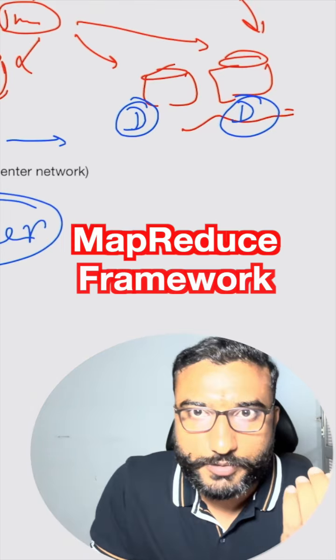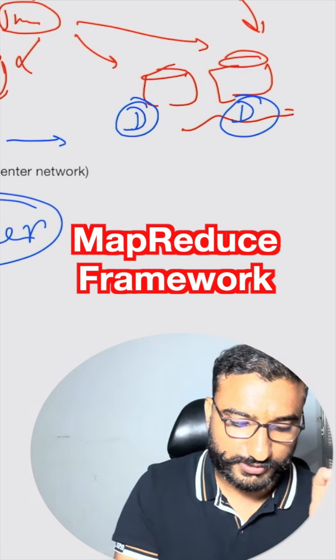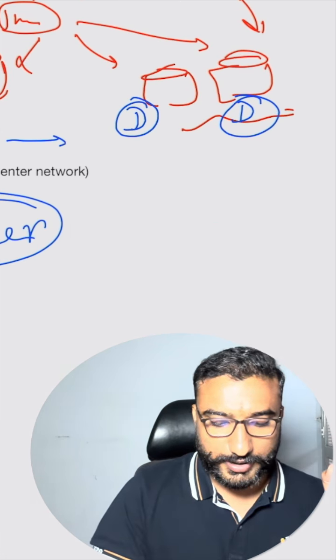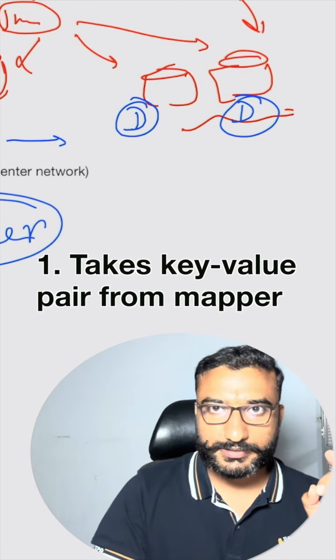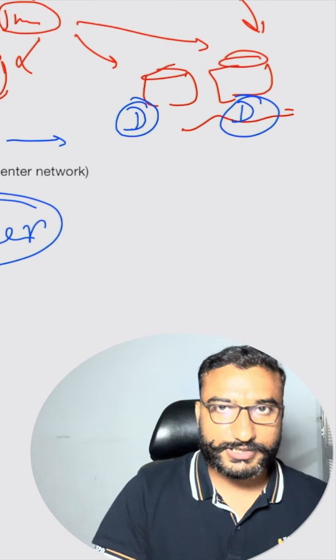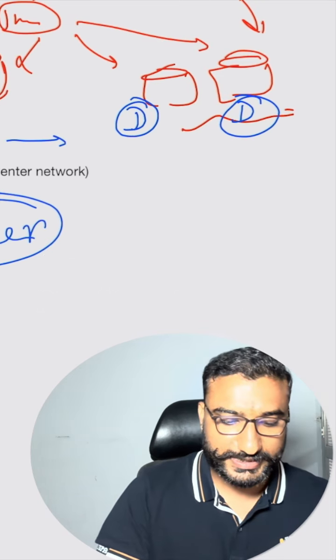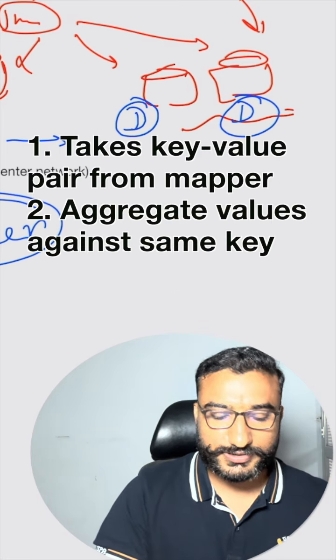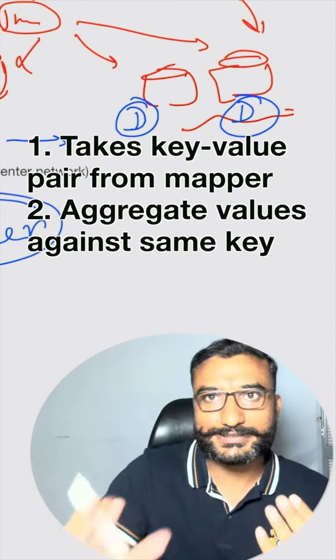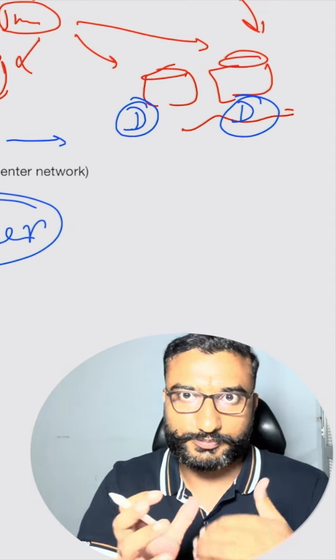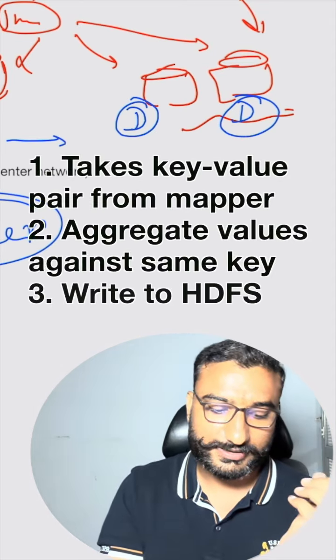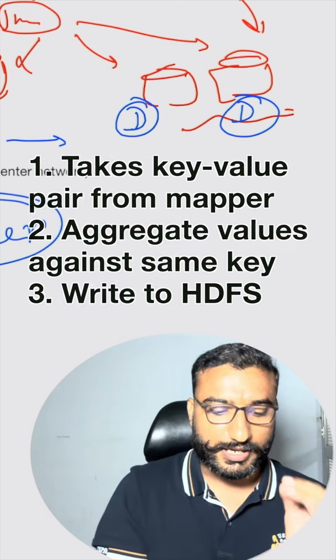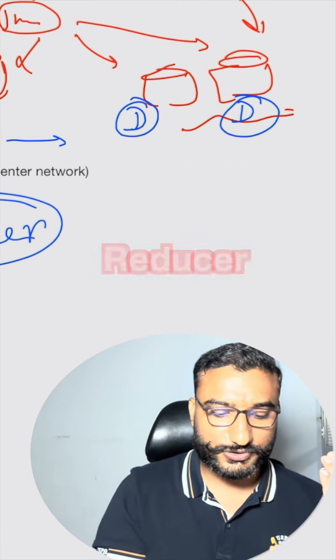Now the second component is the MapReduce framework. The MapReduce framework takes the key-value pairs from the mapper, whatever we have stored on the disk. Once that is done, it collects values belonging to the same key. So it is basically aggregating those values which belong to the same key, and then it again writes the data to the HDFS.